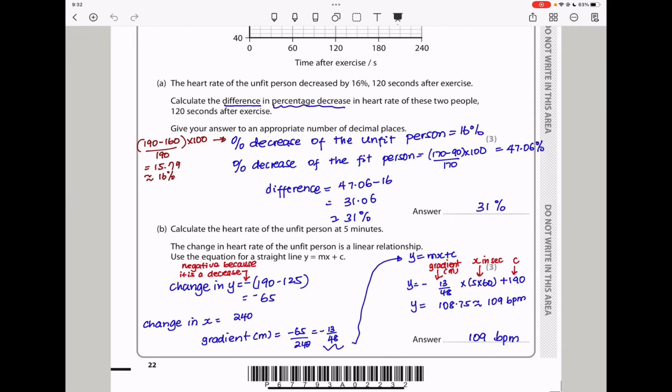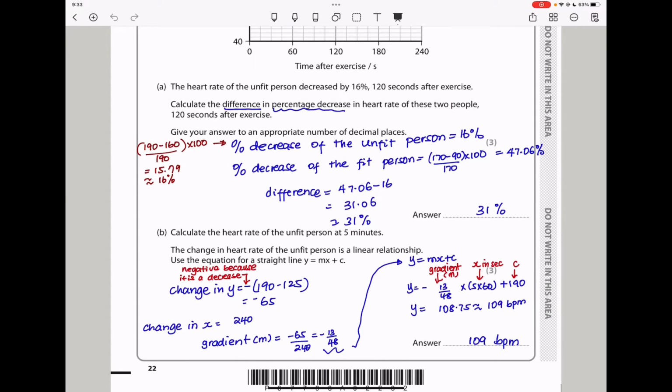So substituting 190 for c, we know the gradient is negative 13 over 48, and the x-coordinate, remember x is going to be time. However, they've given us 5 minutes, so I had to convert this to seconds. My final answer was that times that plus that, which gave me 108.75, which is rounded up to about 109 beats per minute. That is my answer. Moving on.